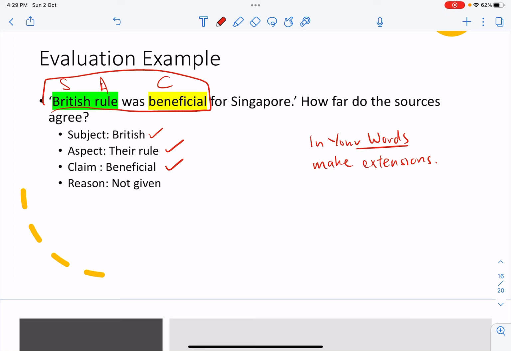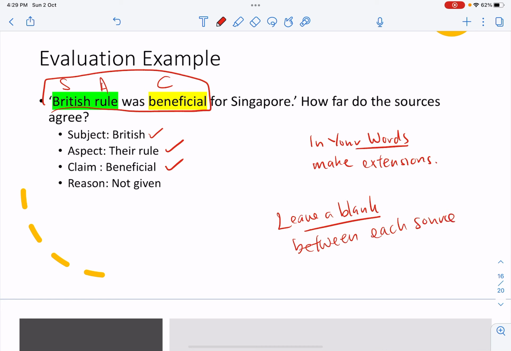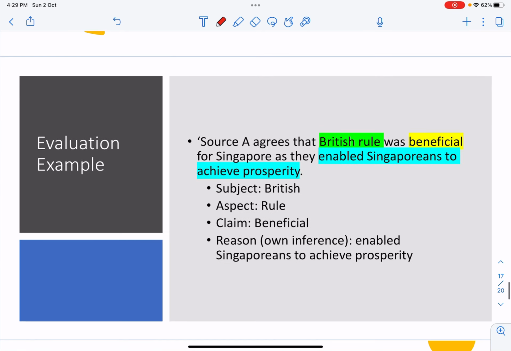Leave a blank between each source's paragraph. Leave a blank, okay, between each source, because you don't want to give the marker a headache. You want to make your answer very neat and very clear for the marker to give you marks.